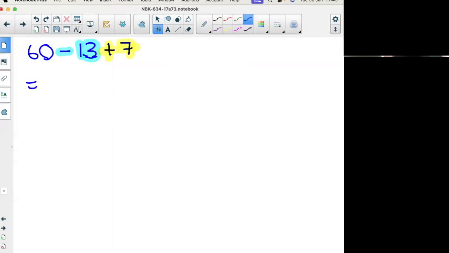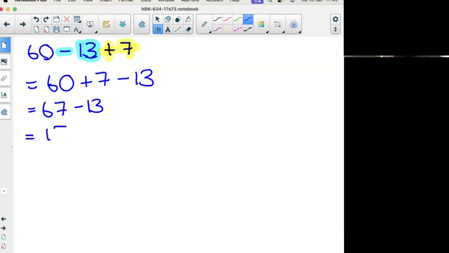I'm going to shuffle my sum around. I'm going to say 60 plus 7, and I'm going to move my minus 13. Am I allowed to do that, guys? Of course I can. I can shuffle that sum around as much as I want to, as long as I keep all the symbols with their numbers. So 60 plus 7 is 67. Minus 13 gives me, whoopsie, 54.